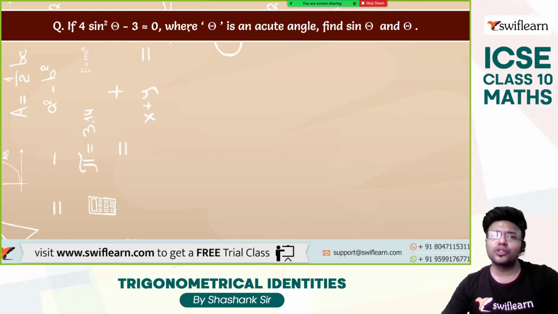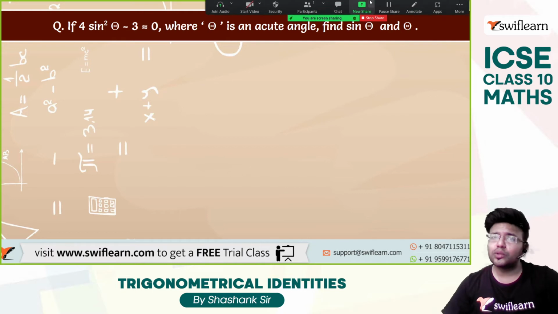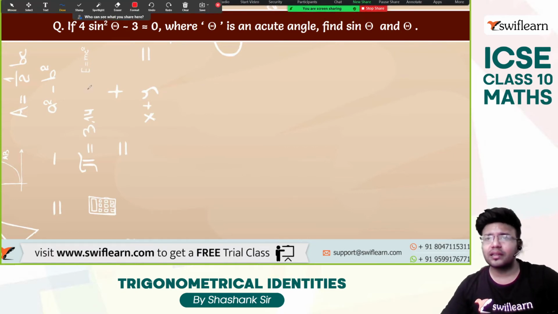4 sin square theta minus 3 is equal to 0, where theta is an acute angle. Find sin theta and theta. Okay, very easy.